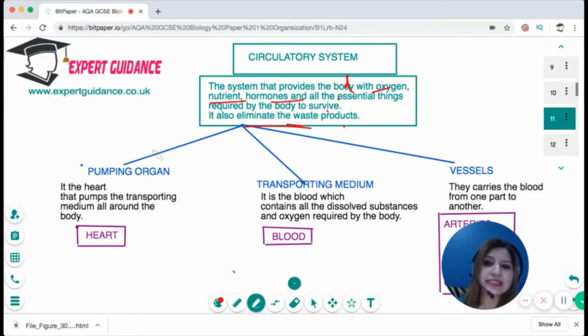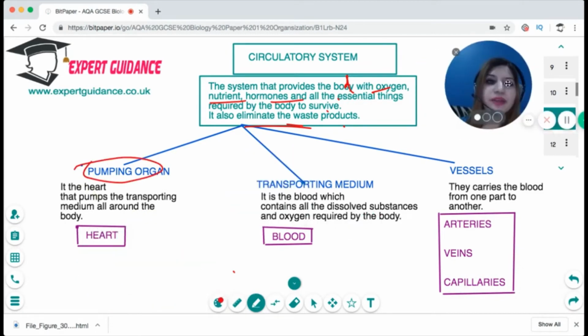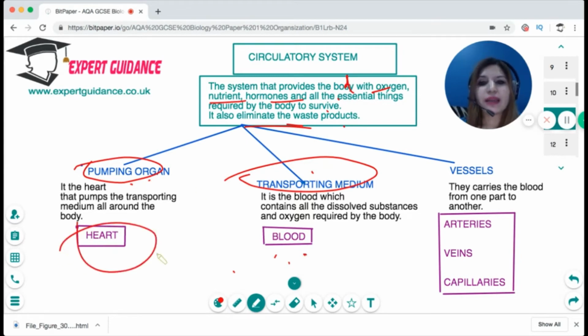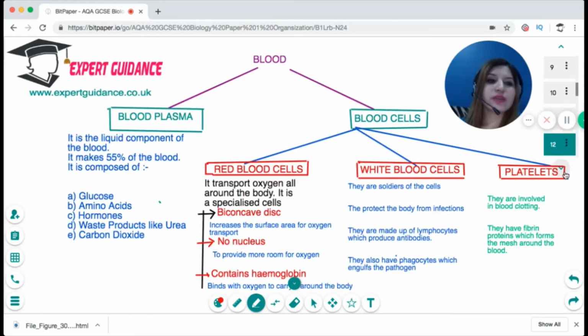The circulatory system consists of three components: a pumping organ, a transporting medium, and a system of vessels. The transporting medium is the blood, which has all the things that a cell requires. It is pumped by a pumping organ called the heart, and the blood is taken from one cell to another, or from one organ to another, through the system of vessels, which are arteries, veins, and capillaries. So now we'll be looking at blood, the heart, and these arteries, veins, and capillaries.